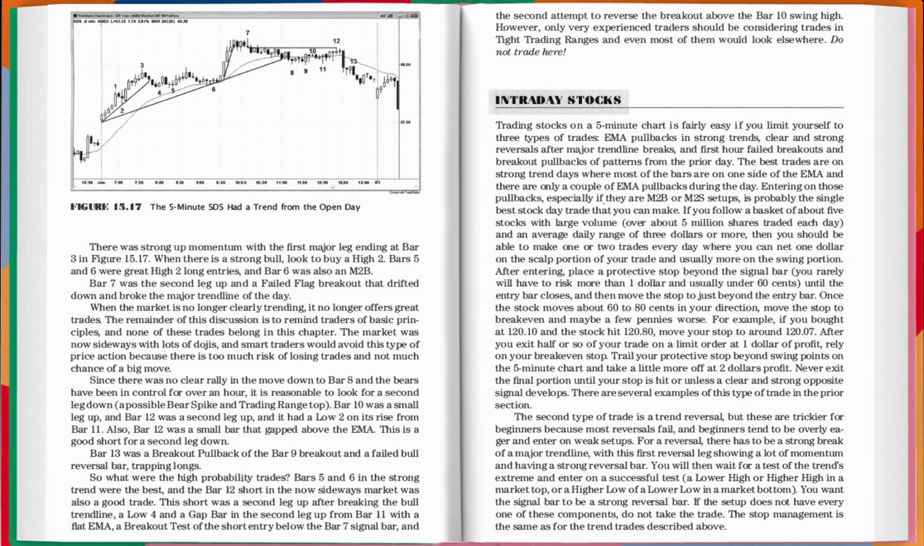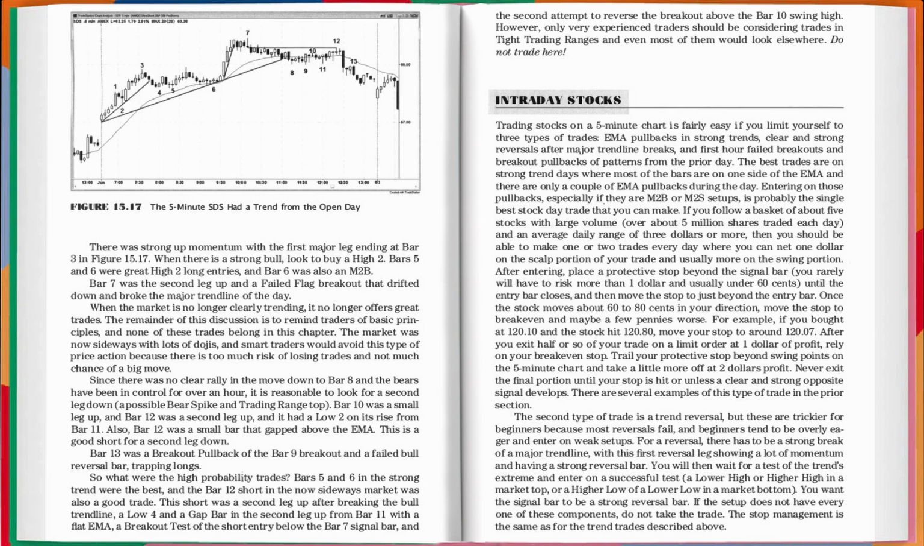This short was a second leg up after breaking the bull trend line, a low 4 and a gap bar in the second leg up from bar 11 with a flat EMA, a breakout test of the short entry below the bar 7 signal bar, and the second attempt to reverse the breakout above the bar 10 swing high. However, only very experienced traders should be considering trades in tight trading ranges, and even most of them would look elsewhere. Do not trade here.